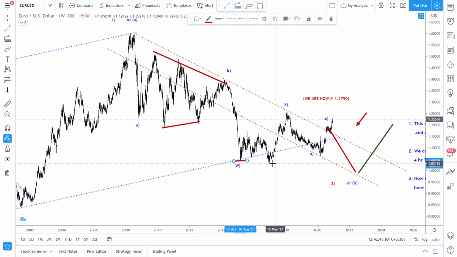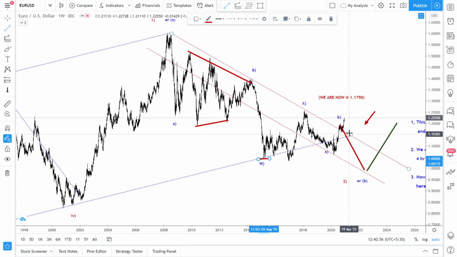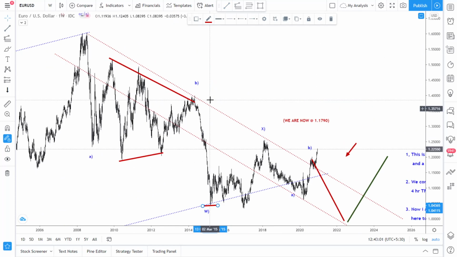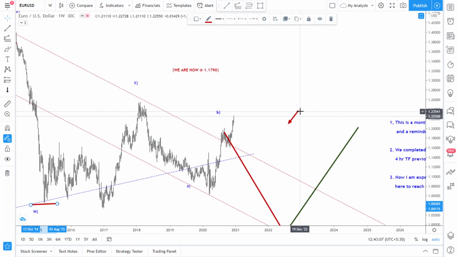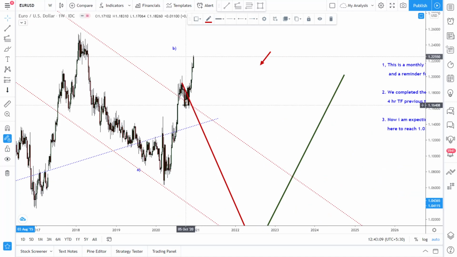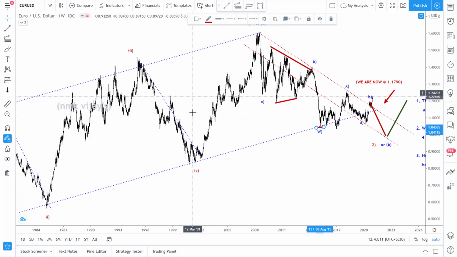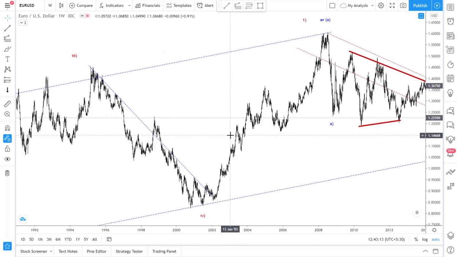Mind that here, not here. So according to my analysis, this is a W and this is the expanded flat of X continuation, and to the downside A, B, and C. We need to trade that C wave. So everybody is asking about this: the bearish trend line is already broken, and we are above that, and it's already retested. That's fine.